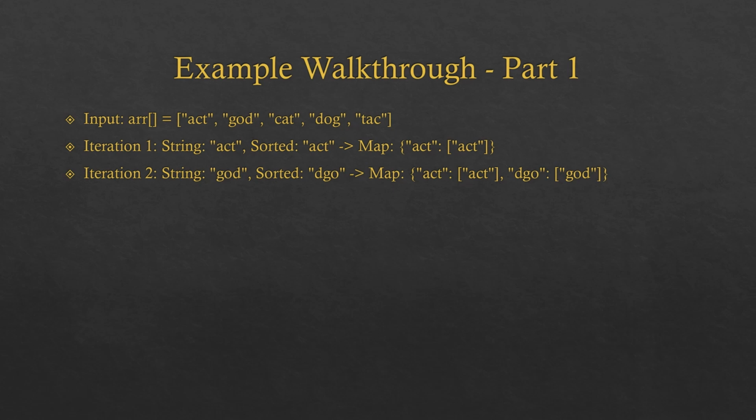Let's go through an example to understand the algorithm better. Suppose our input array is act, god, cat, dog, tet. In the first iteration, we take act and sort it, which gives act. We use act as the key in the map, and the map now looks like act, act.